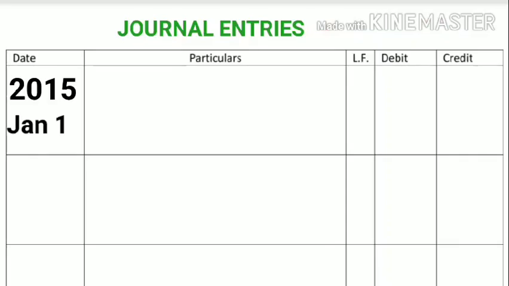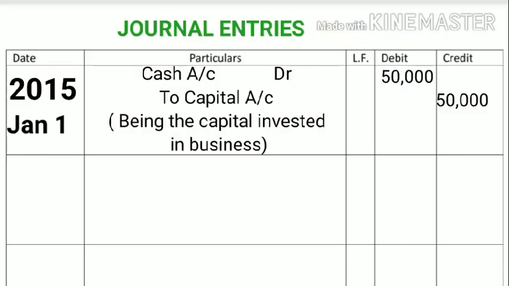On January 1st, 2050, business was started with cash. According to the rules, an increase in the asset should be debited and increase in capital should be credited. So the entry is cash account debit to capital account. And in the narration, you will write being the capital invested in business.